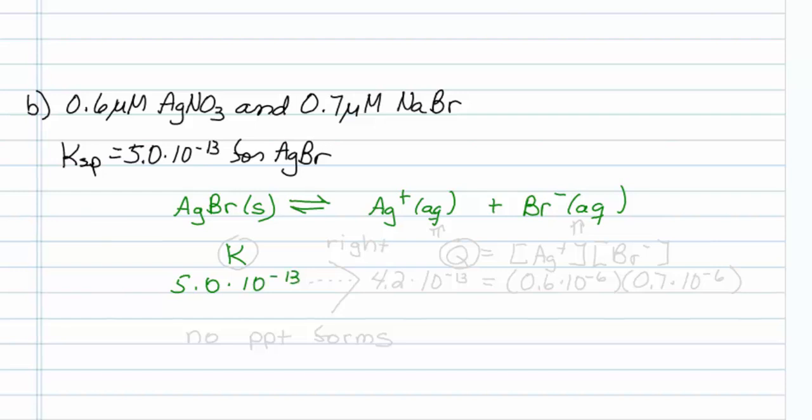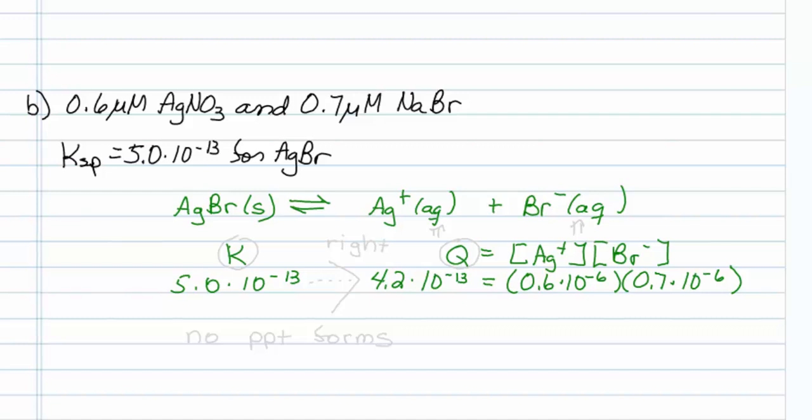My Q I need to evaluate. My Q is going to be equal to my silver times bromide. So that will be equal to, let's see, what do we have? Silver. 0.6 times 10 to the minus 6, because that's micromolar, molar, and 0.7 also times 10 to the minus 6th. And I will multiply that out. And the value I get is 4.2 times 10 to the minus 13.